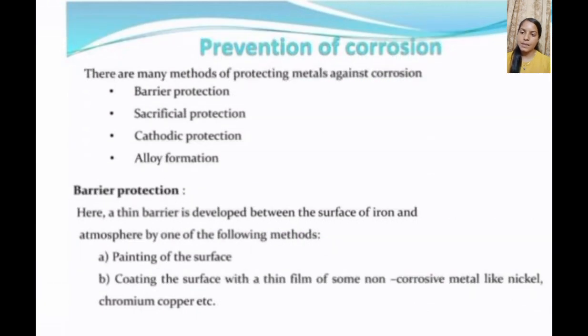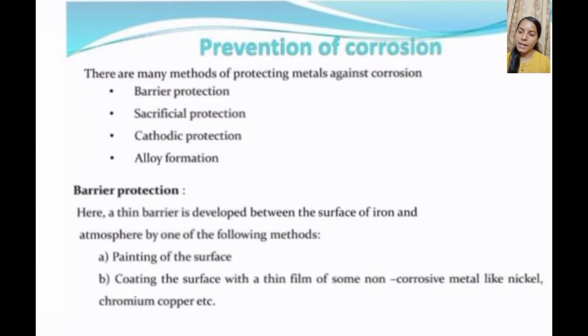There are many methods of protecting metals against corrosion. First one, barrier protection. Second one, sacrificial protection. Third one, cathodic protection and alloy formation. Firstly, let us see about the barrier protection.